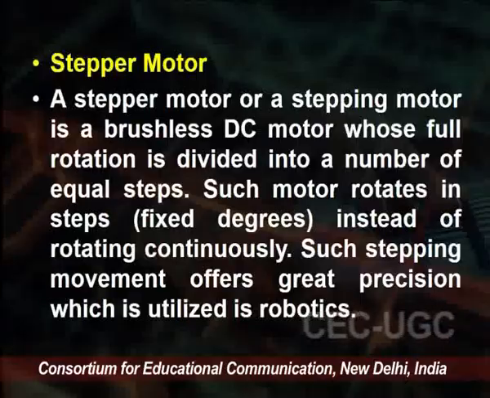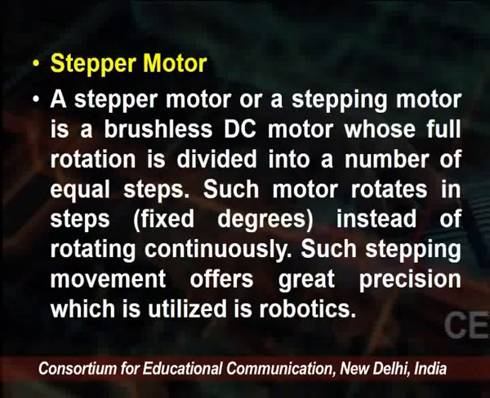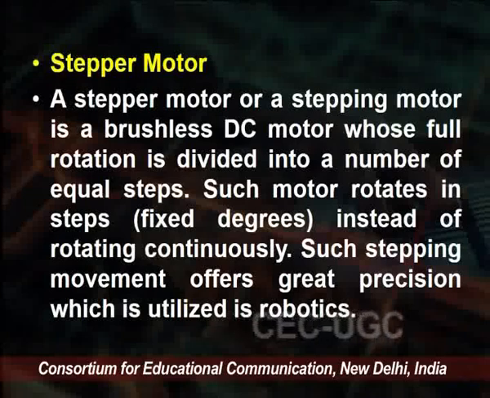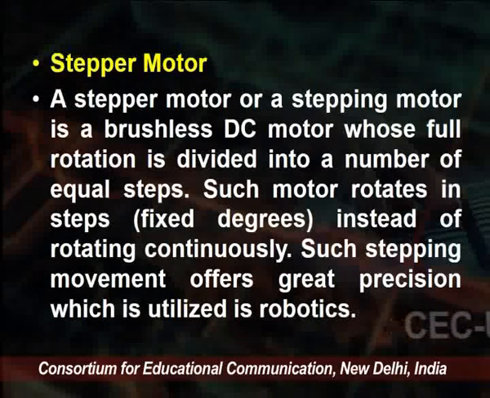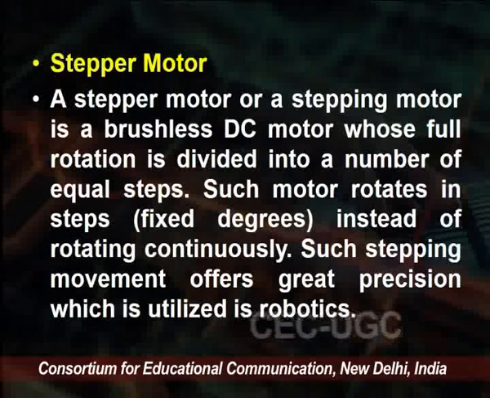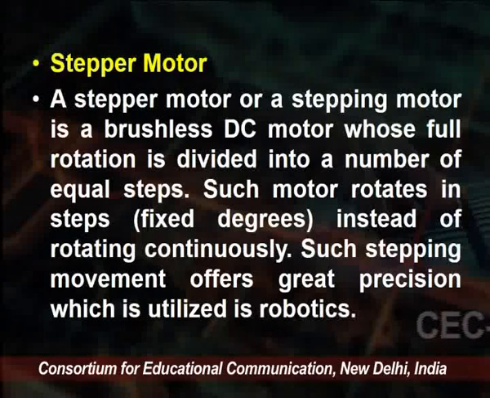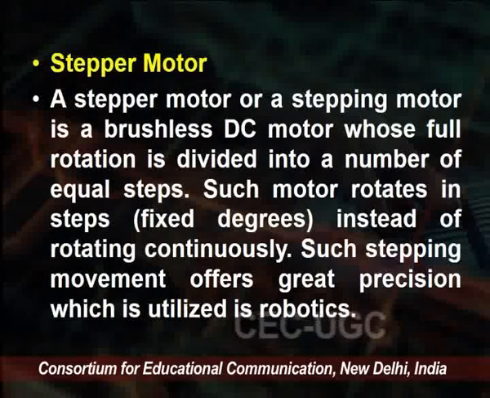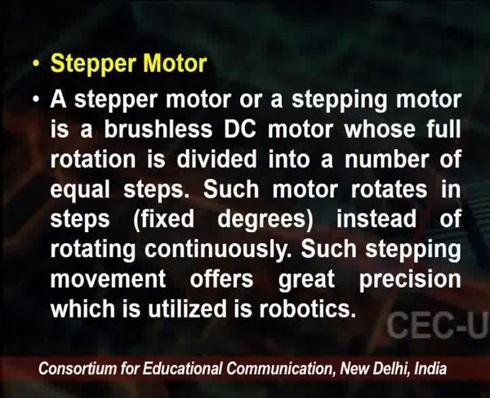Another motor is the stepper motor. This stepper motor, or stepping motor, is a brushless DC motor whose full rotation is divided into a number of equal steps. So that's why it's a stepper motor. Such a motor rotates in steps of a fixed degree instead of rotating continuously, where such stepping movements offer great precision, which is used in robotics. Not a continuous rotation, but a rotation in steps, one after another at a time interval.